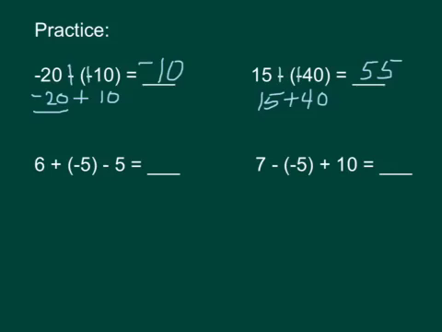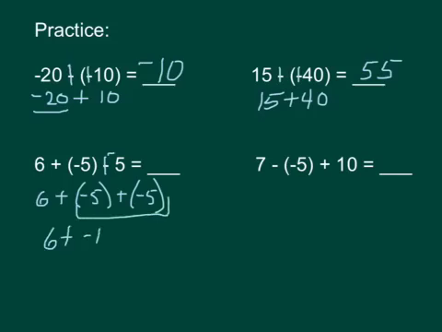Let's go ahead on 6 plus a negative 5 minus 5. Let's go ahead and add the opposite here, and let's work this problem. 6 plus negative 5 plus another negative 5. Now you can work this a couple of ways. Now that we're down to all addition, you could combine all of your negatives and work this problem. 6 plus negative 10 gives us a negative 4.